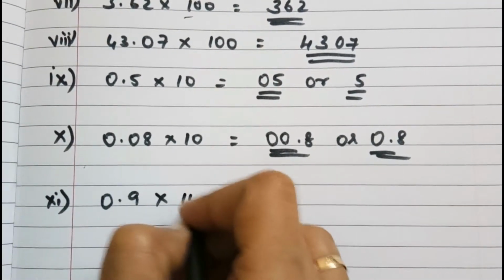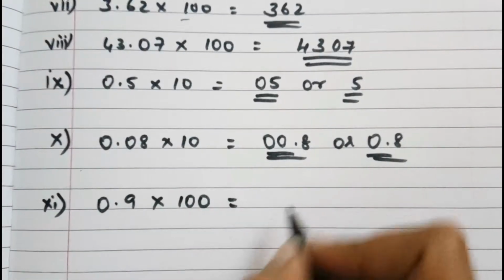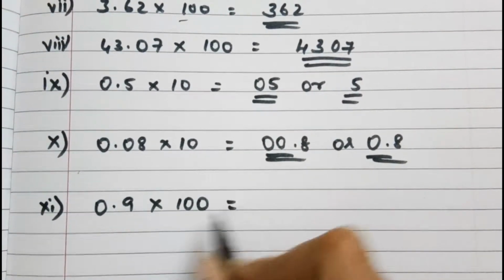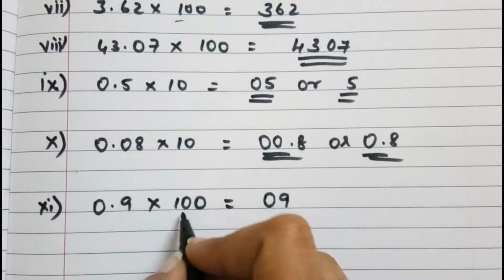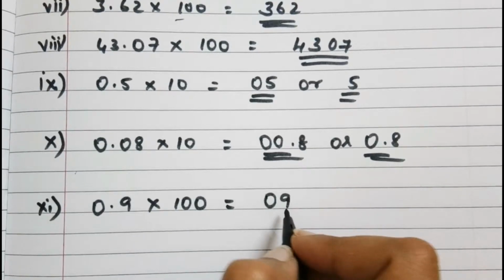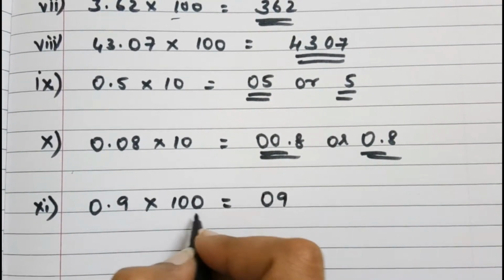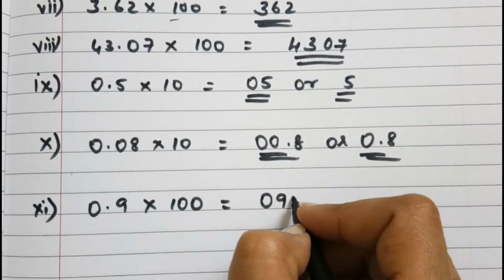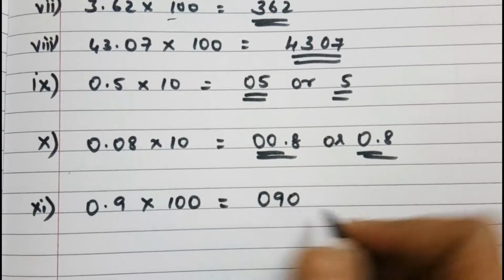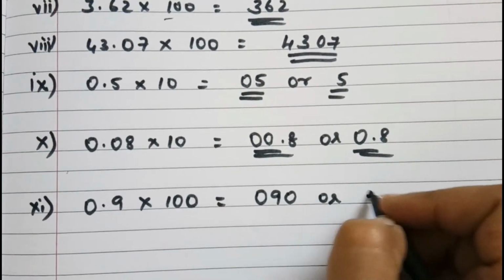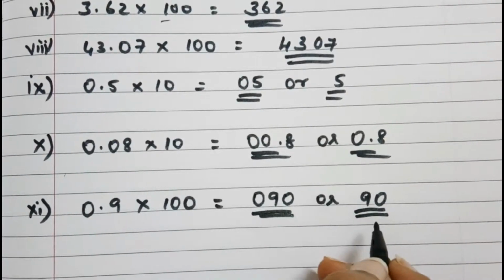Next is 0.9 into 100. Now what is 0.9 into 100? Yeah, so this 9 will come out. So you can write 0, 9, and since there are two zeros over here, we've just moved one step, one decimal point. So since there are two zeros, one more decimal point needs to be moved. It will be 90. So you can either write 090 or the better way to write this is 90, because this and this both are same.